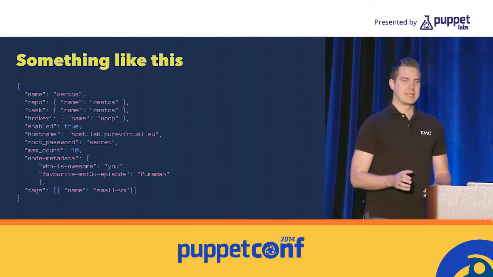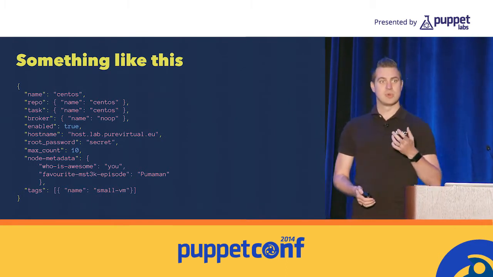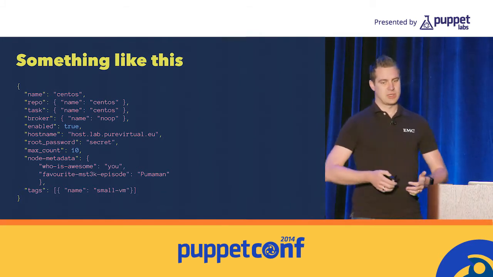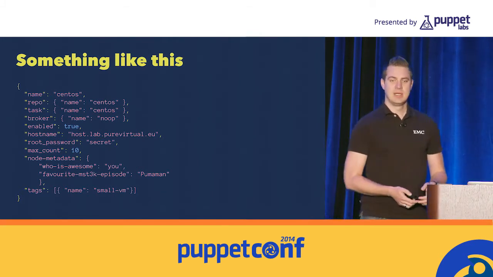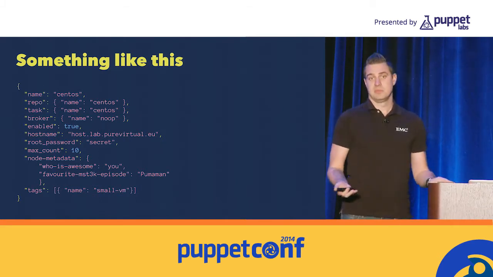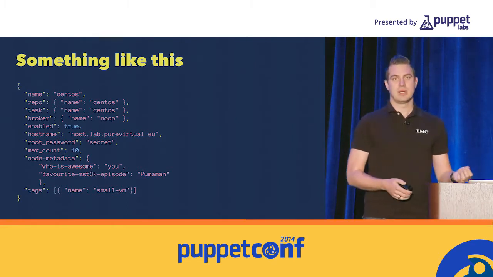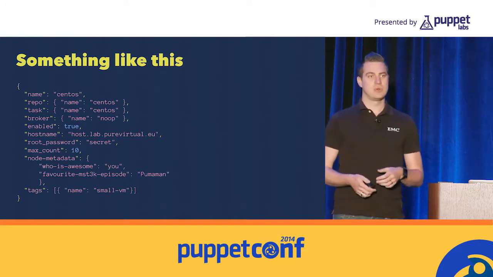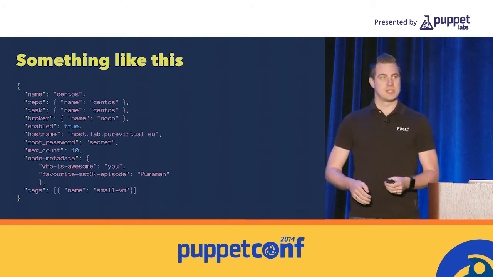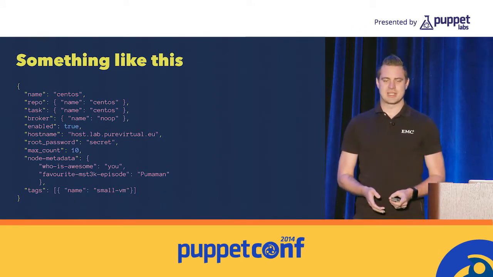So it will look something like this. You will have a name for the policy. You will show which repo you're installing from. That might be an ISO source or a URL, but for this one, it's CentOS. A task, which we for this one call CentOS as well, which is essentially installing CentOS on our boxes. I'm not using a broker here. I could just put in the name Puppet and point it to one of the Puppet masters in my environment. I put in a host name, which is host.lab.purevirtual.eu, and my very secret root password.